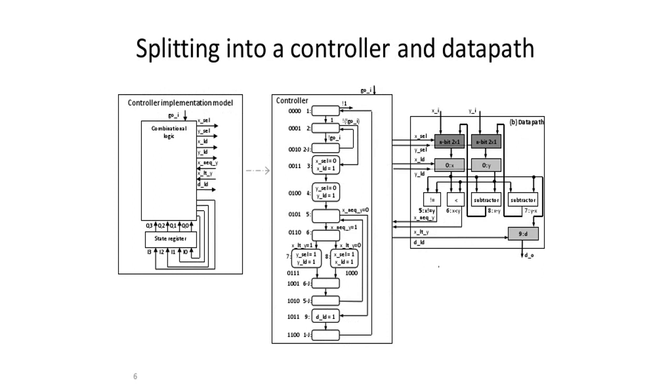So if I enumerate all the states, what could the states be? As I told, I need 4 bits to assign the states. So 4 bits means it could be 0000, 0001, 0010 and so on up to 1100, right? If I draw the controller implementation model, it could be like this. We have some combinational logic and some state registers. So a minimum of 4 registers are required to implement this particular GCD.